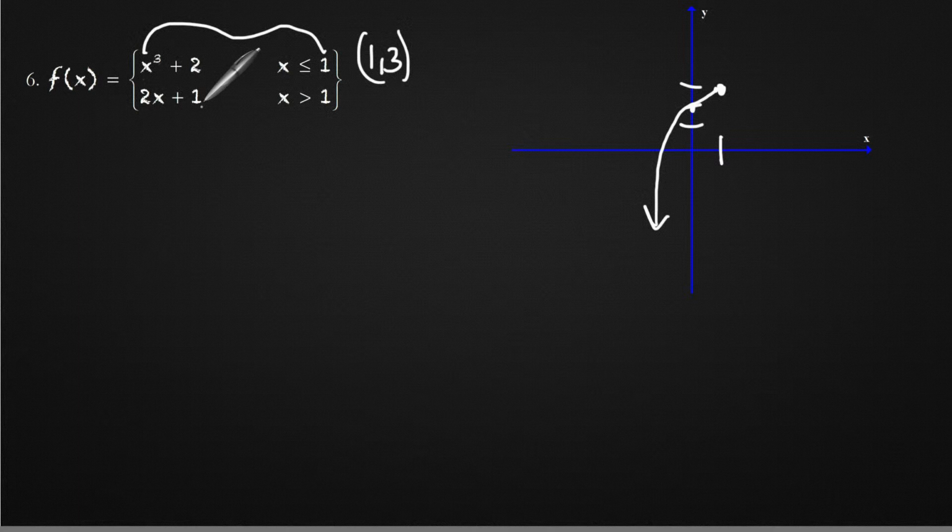Now we have the linear function. I'm going to plug 1 in here, and we also get 3. So 1, 3. And this is going to have a slope of 2, so it's going to be a steep line. So you have a cubing function and a linear function, and they both end up starting at 1, 3 and ending at 1, 3.